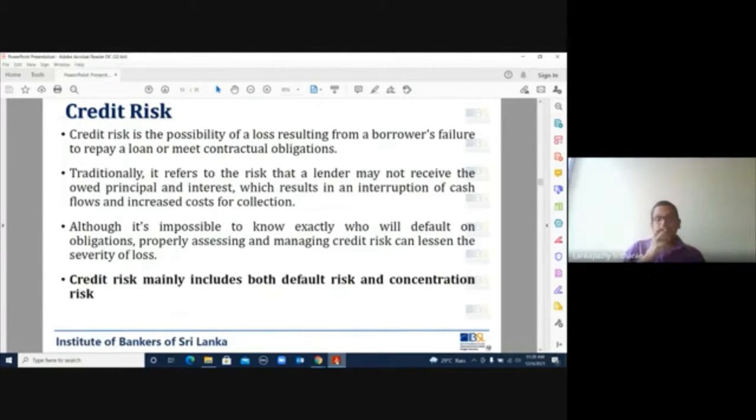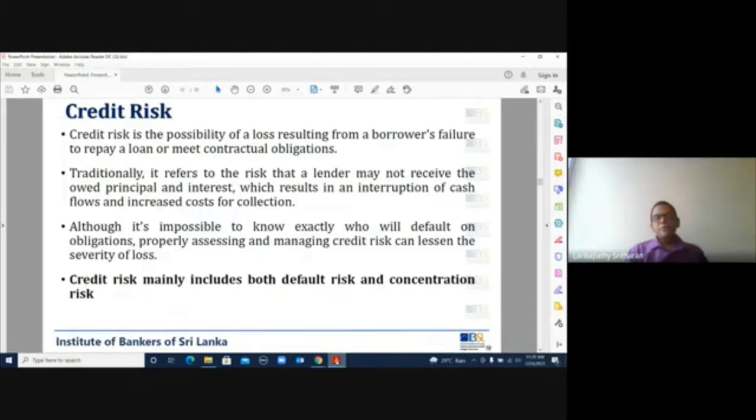Traditionally, it refers to the risk that a lender may not receive the owed principal or interest, which results in the interruption of cash flow and increases the cost of collections. So generally, credit risk gets involved with the cash flow. When there's a credit risk, that may affect the cash flow, and that may lead to a liquidity risk for a particular financial institution.